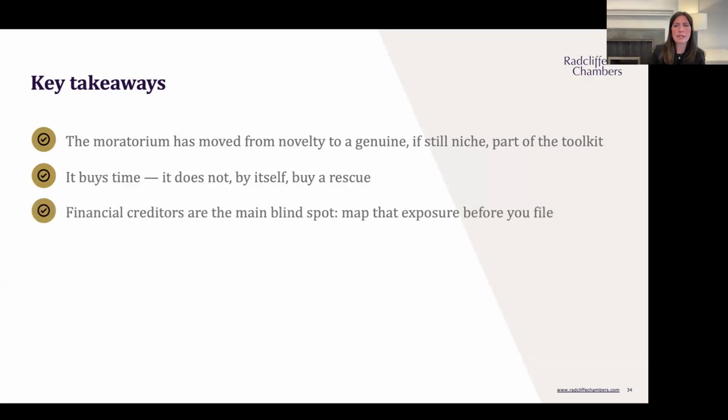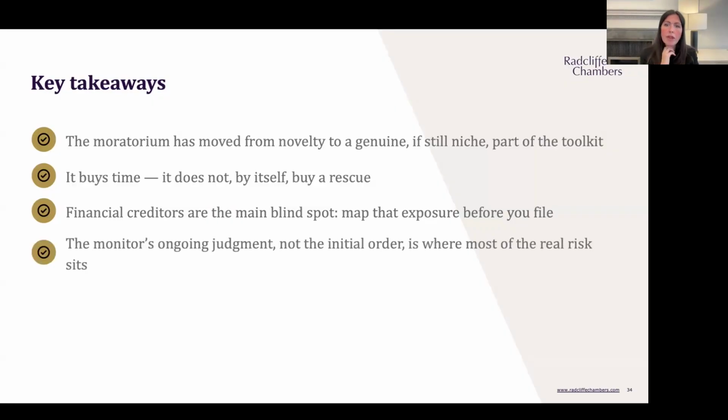I think financial creditors are the main blind spots. So it's about mapping out that exposure, ascertaining where the company's risks are in that regard and where its pressure points are in terms of its position as it enters the moratorium, but more importantly, its ability to meet its ongoing liabilities and in particular, finance lenders, finance creditors as the moratorium progresses.